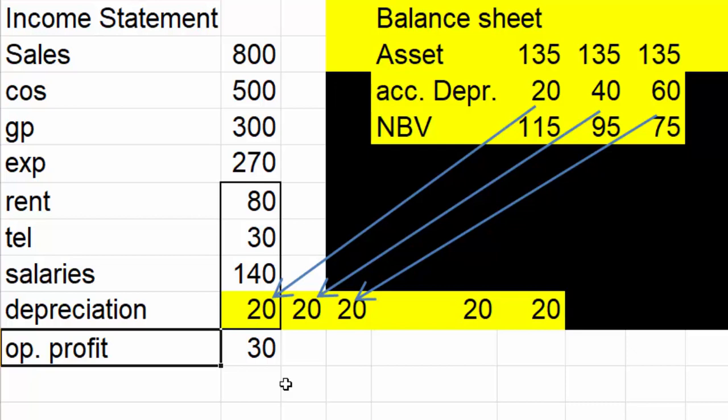Now there's a term called amortization. Amortization is exactly the same thing as depreciation. The only thing is that amortization is for intangible goods. So we depreciate tangible goods, we amortize intangible goods.